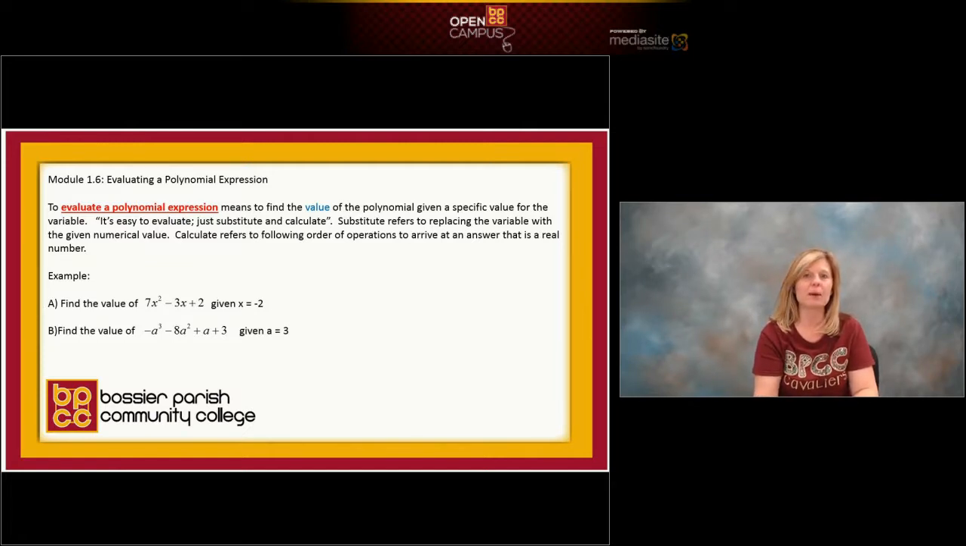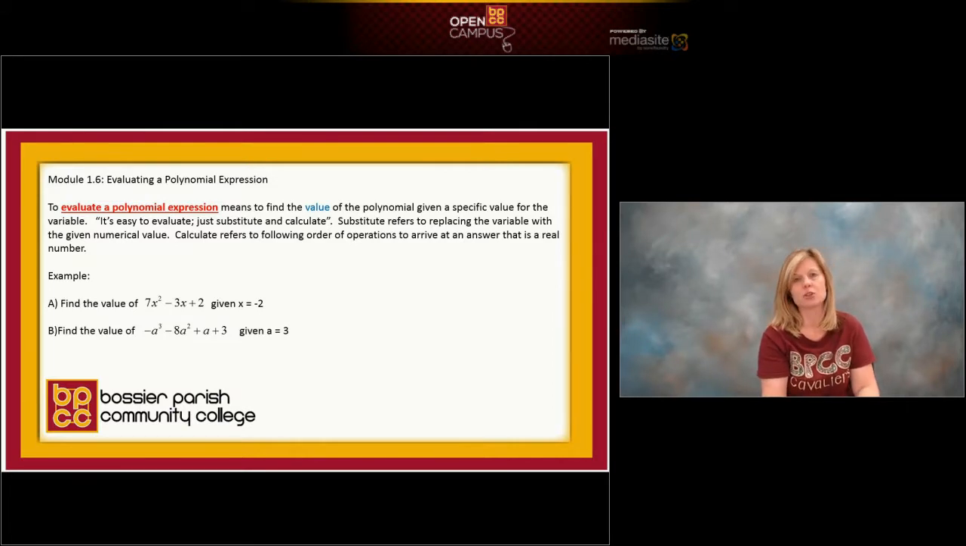That's the first thing. When we evaluate, we find the value of the expression as a number. And we do this in two steps. We're going to do substitution, and then we're going to do our calculation. I'll sing all the time, and I love to sing. It's easy to evaluate, just substitute and calculate. Sing with me. It's easy to evaluate, just substitute and calculate.